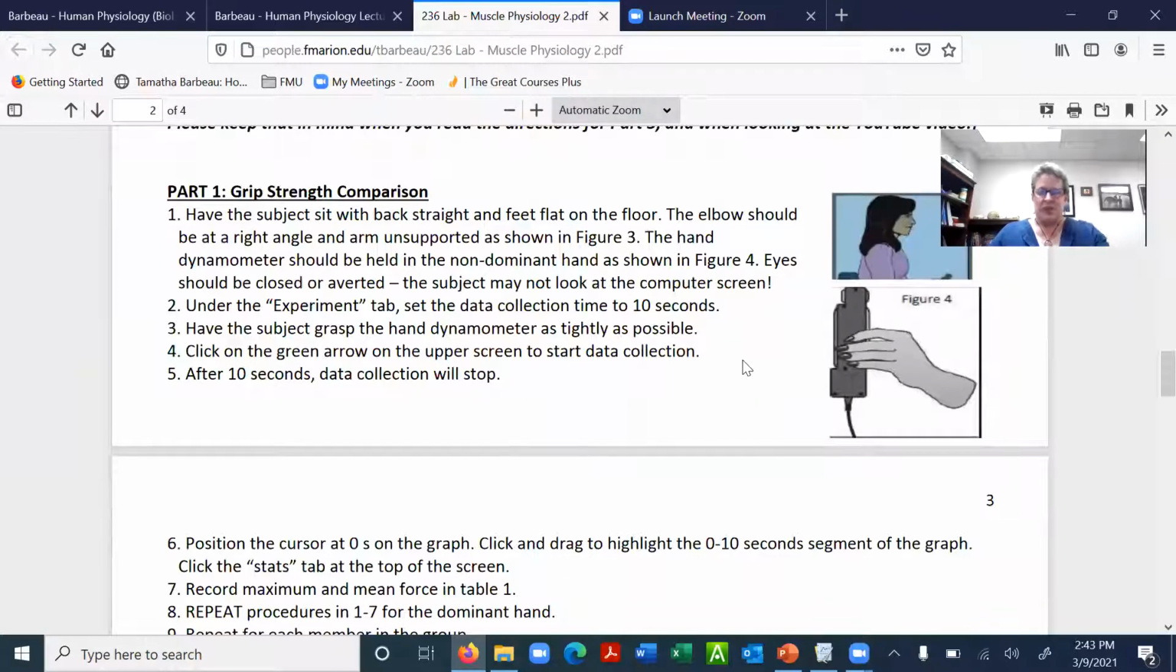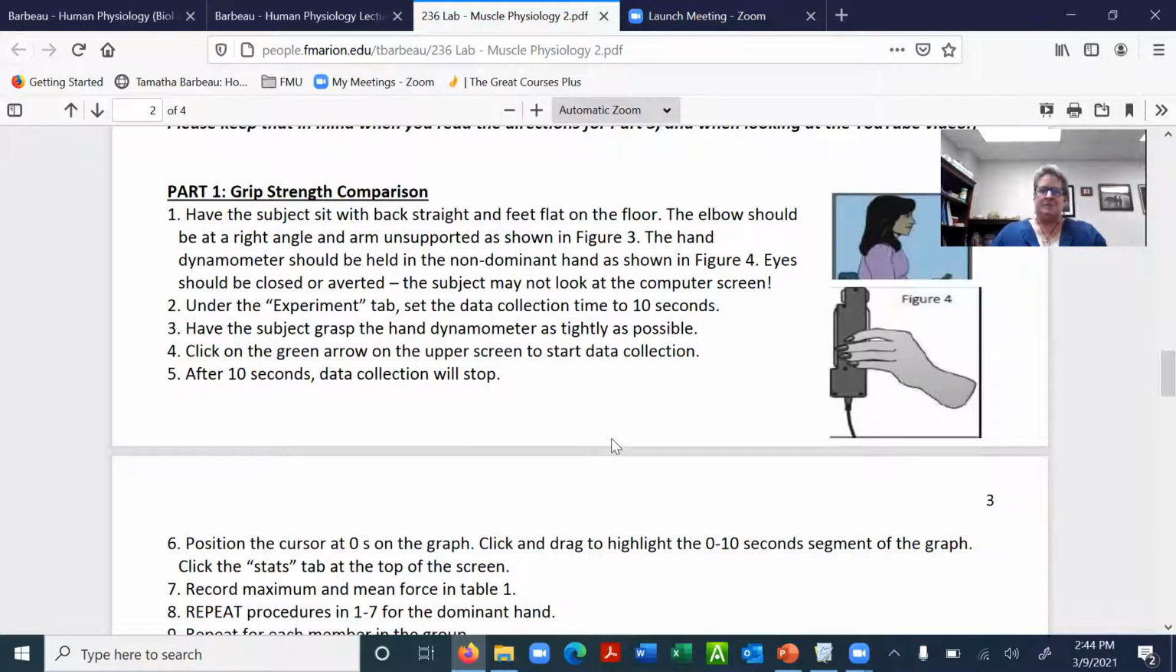The lab handout for the Muscle Physiology Lab involves 3 experiments. The first experiment is a grip strength comparison between your non-dominant hand and your dominant hand. For me, my non-dominant hand will be my left and my right will be my dominant. I'm going to use Logger Pro software to record force generated when I squeeze this muscle dynamometer. That's what it's called, believe it or not.